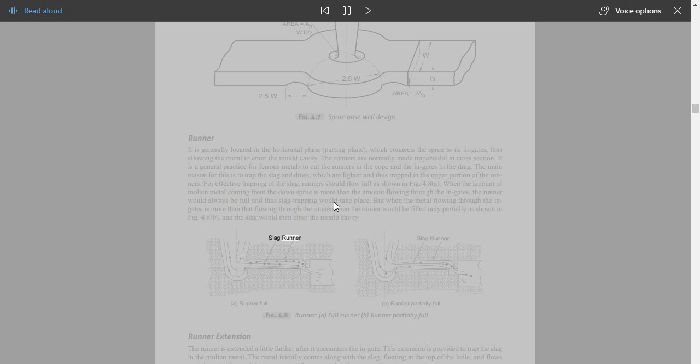Slag runner. A, runner full. B, runner partially full. Fig. 4.8 Runner, A, full runner, B, runner partially full. Runner extension. The runner is extended a little further after it encounters the ingate. This extension is provided to trap the slag in the molten metal. The metal initially comes along with the slag, floating at the top of the ladle, and flows straight, going beyond the ingate, and is then trapped in the runner extension.